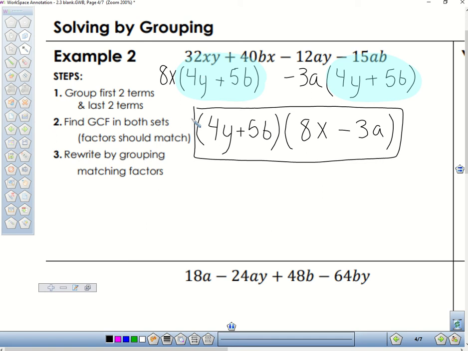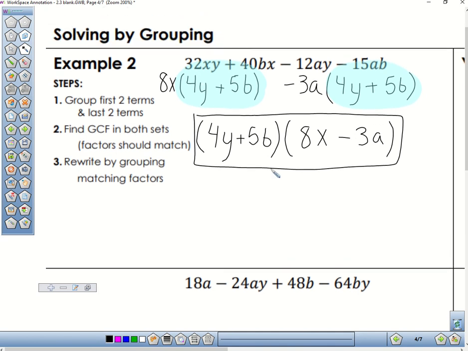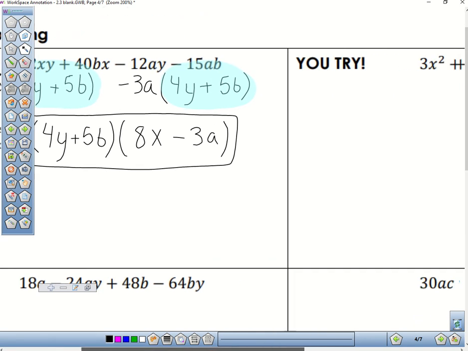Okay. So from here, basically I factored out this whole blue term here. Factored out the whole entire thing. You can treat it like a variable. So let's look at another example.